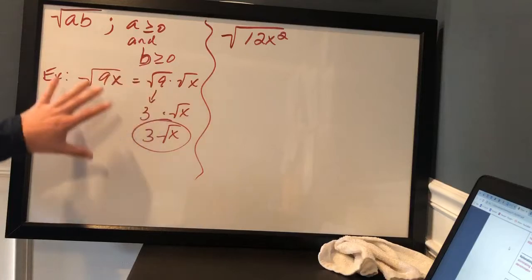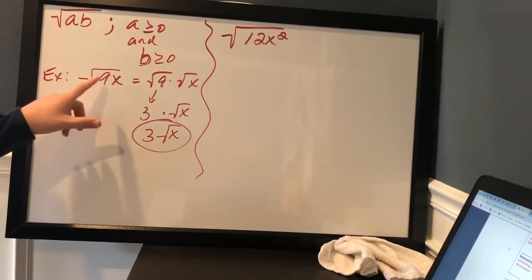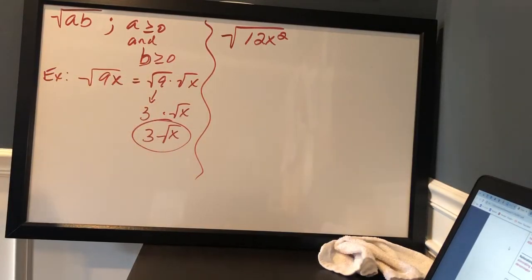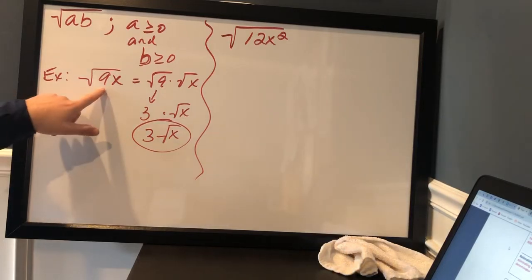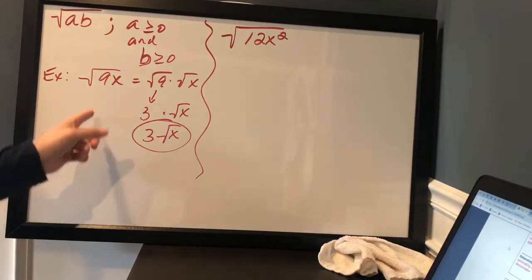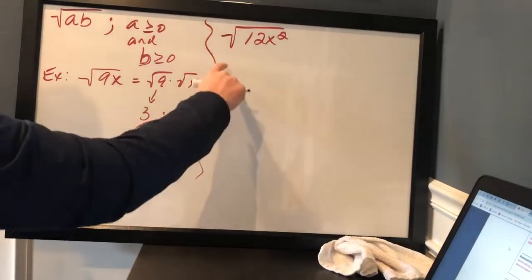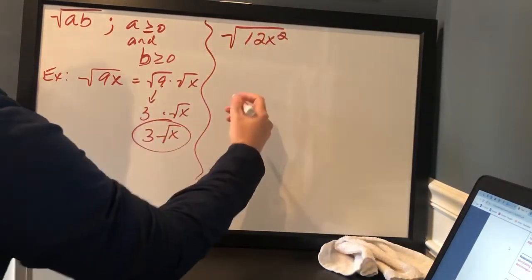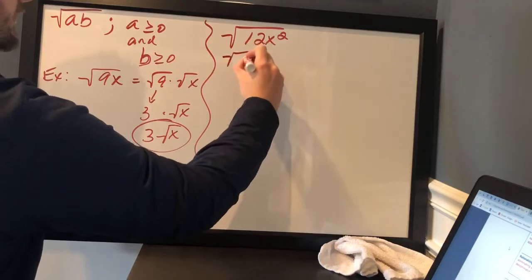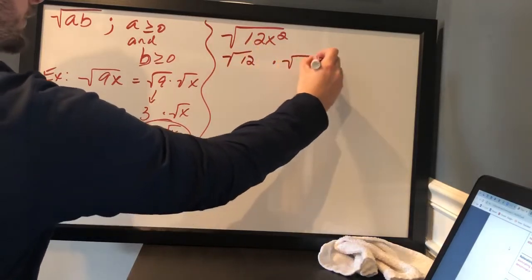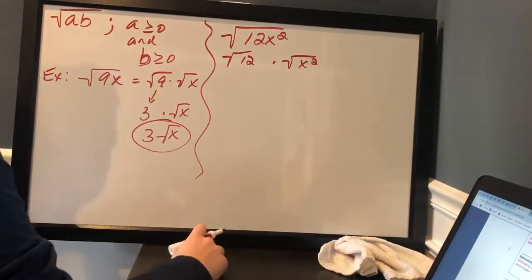So when you guys get these problems and the numbers start to get bigger, what I try to think of is, when I look at this number, is this number a perfect square? Or can I break it up into perfect squares, like we're going to talk about in this next example? Okay, so the first thing you have here is the square root of 12x squared. What I'm going to do is break it up into the square root of 12 times the square root of x squared.